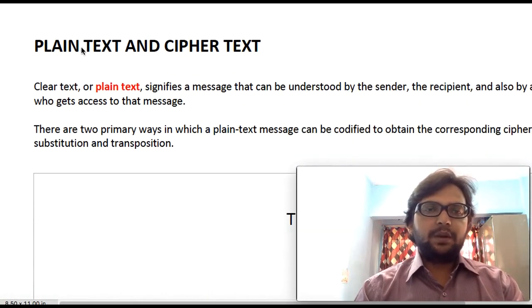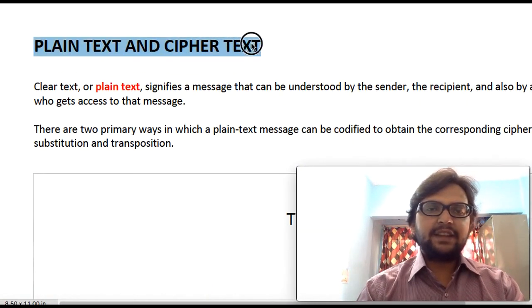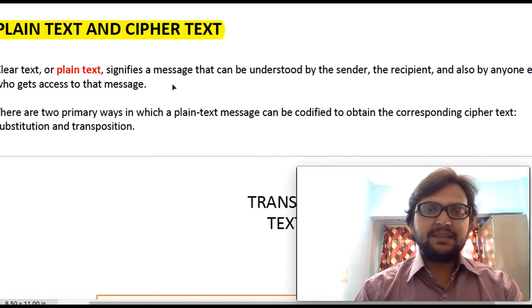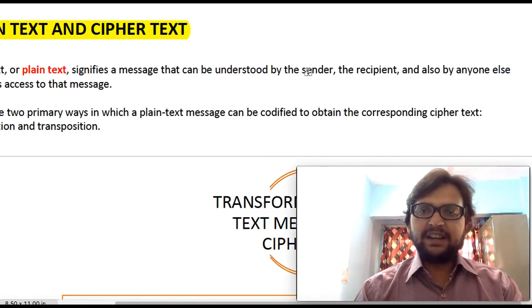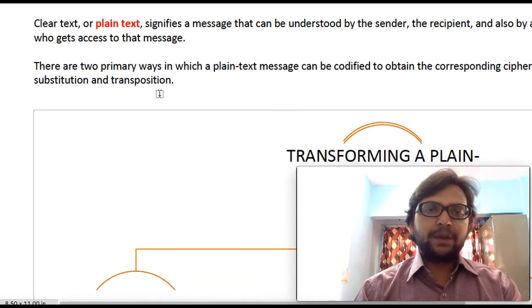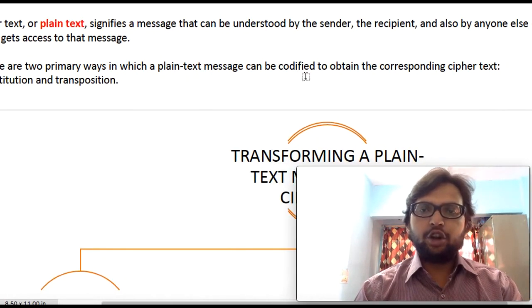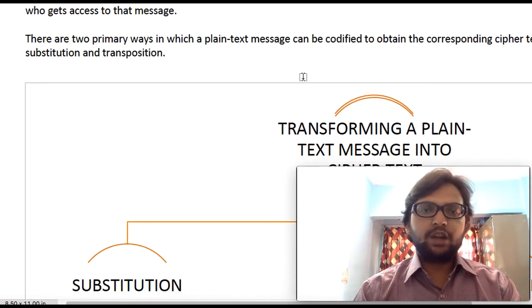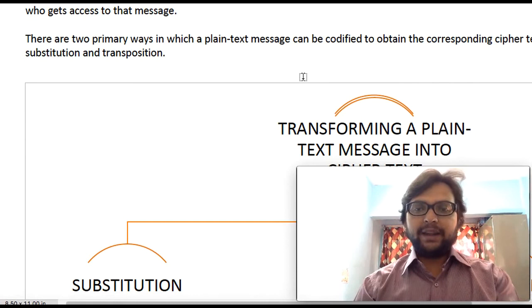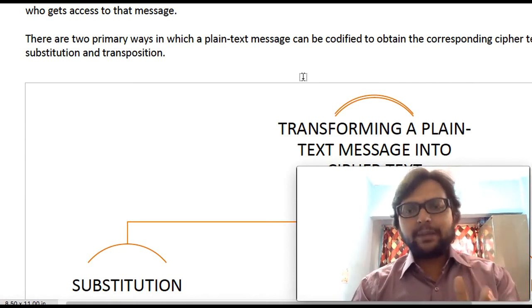Now, plain text and ciphertext. Clear text or plain text signifies a message that can be understood by the sender, the recipient, and also by anyone else who gets the message. There are two primary ways in which a plain text message can be modified to obtain the corresponding ciphertext. What are those two ways? That we'll discuss. So how do we convert a plain text message into non-readable text format?